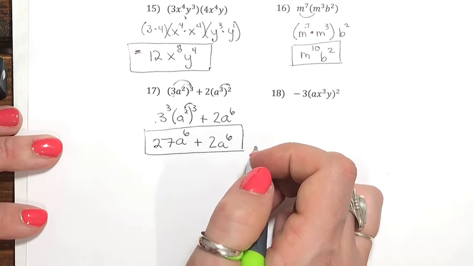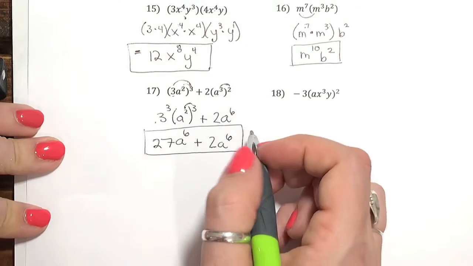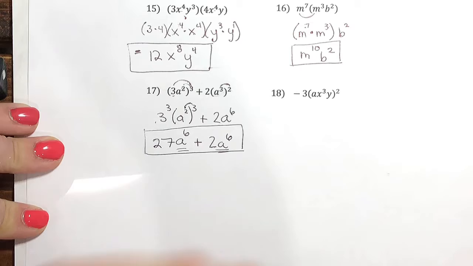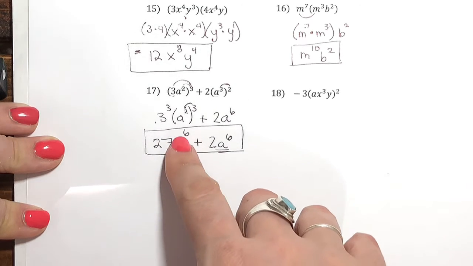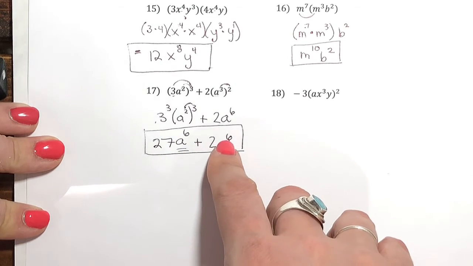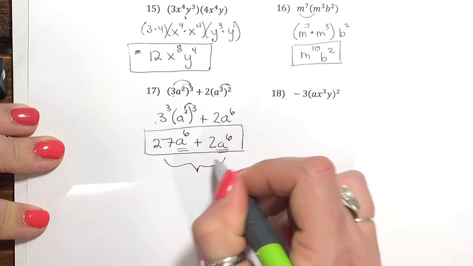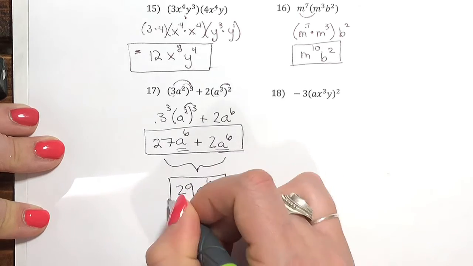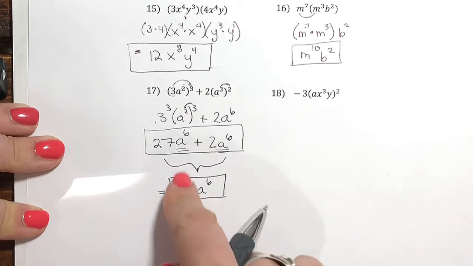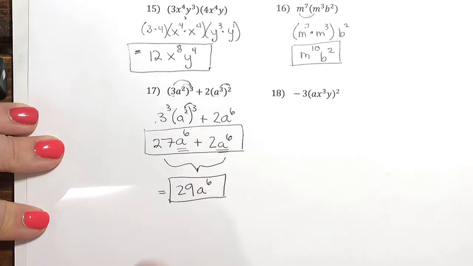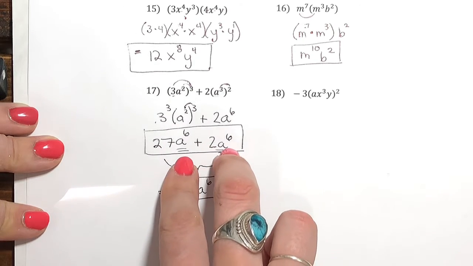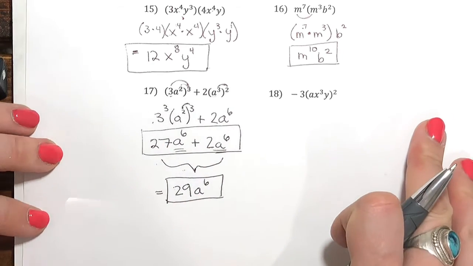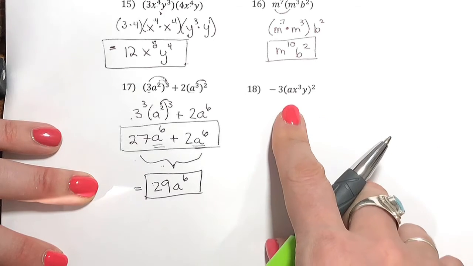And then now, technically, we could go one more step in simplifying. Since these are both a to the 6's, we can combine those like terms. We're saying I have 27 of them, but now I have 2 more a to the 6's. So total, I have 29 a to the 6's. So if I wanted to simplify all the way, this would be my final answer. So remember, we want to try and simplify as much as possible. So since these are like terms, we can combine the 27 and the 2 for a total of 29 a to the 6's.